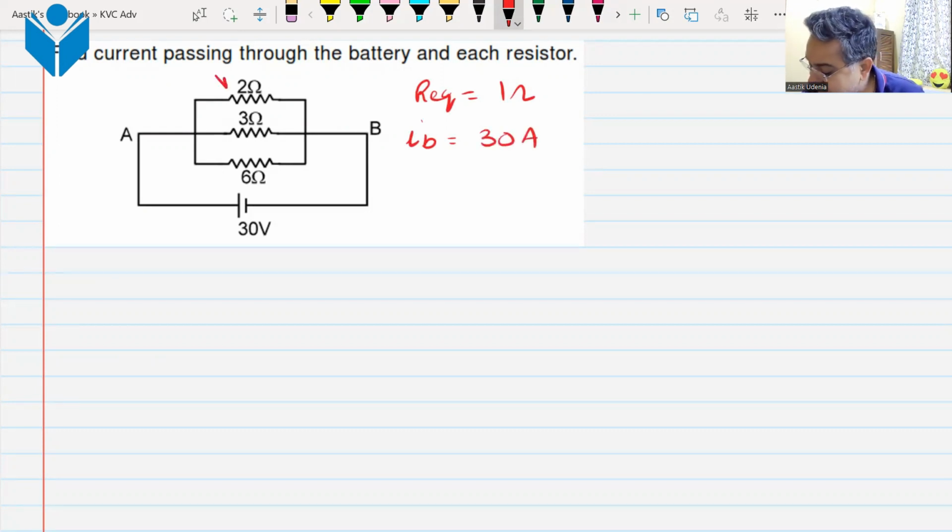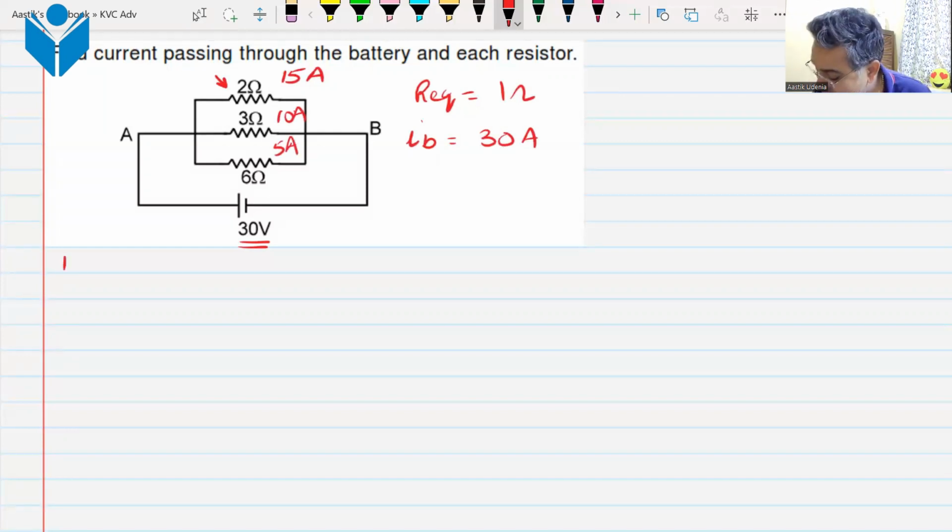What is the current through this branch? You don't have to do anything. You know the voltage is 30 and you know the resistance is 2. So V is equal to IR. So current through this branch will be 15 amperes. Yes or no? This will be 10 amperes and this will be 5 amperes. Everyone got this answer? Yes or no?